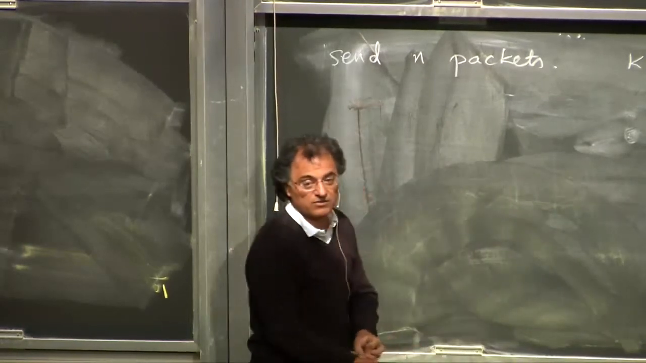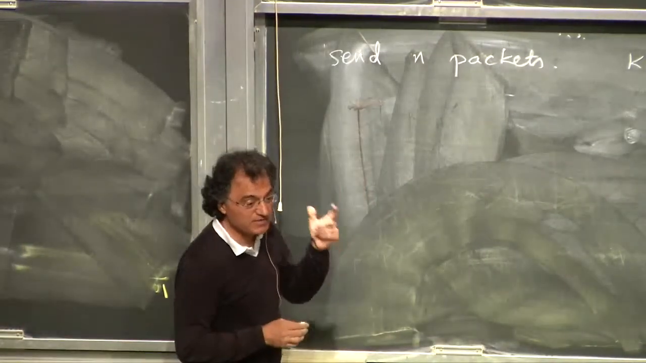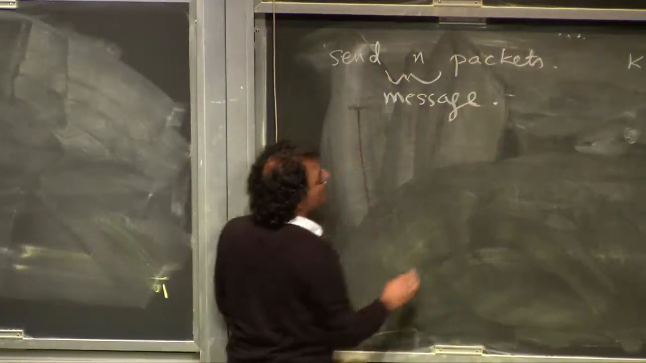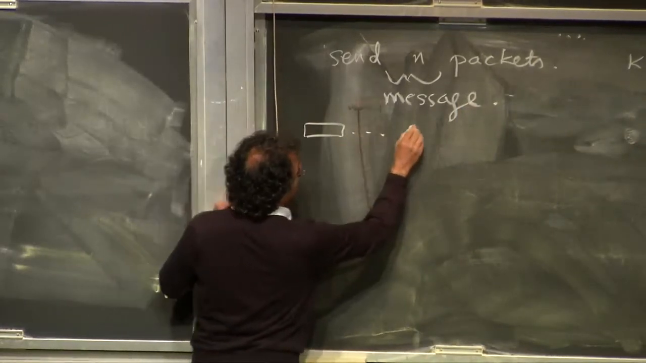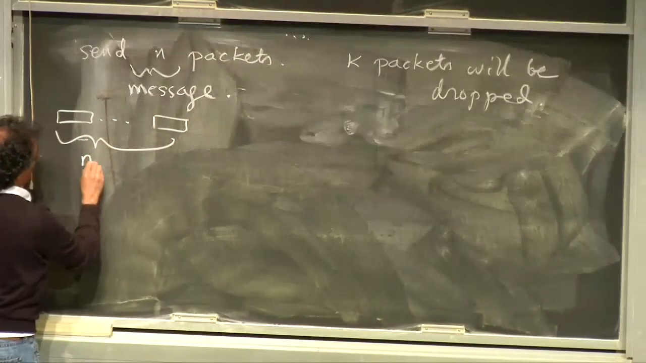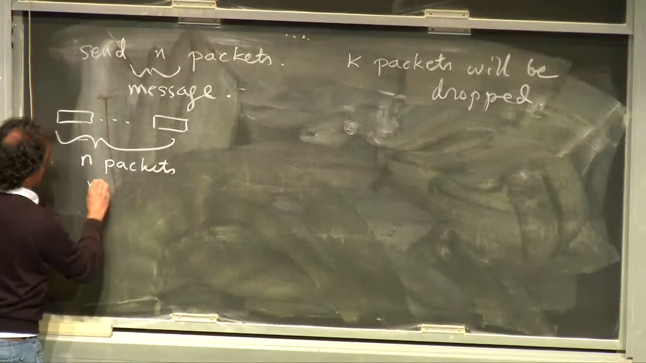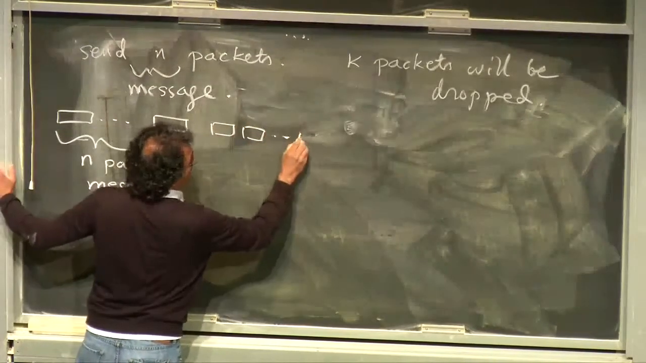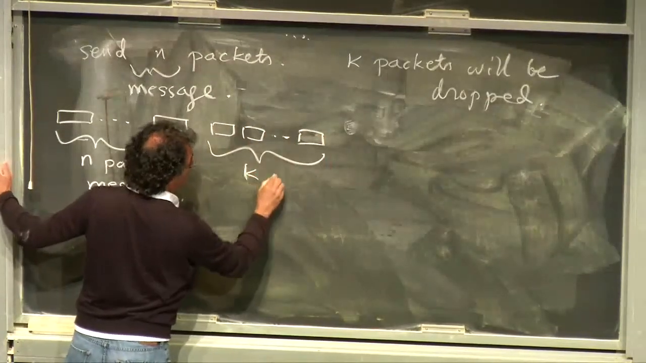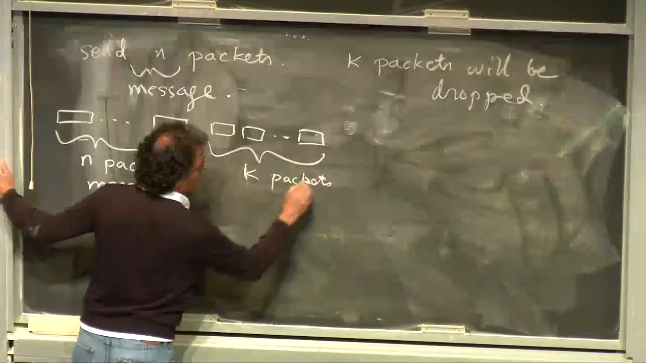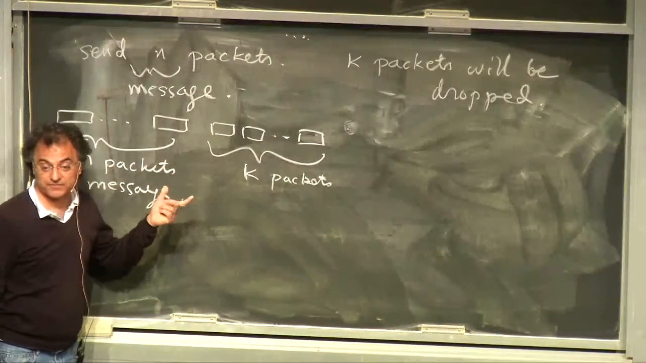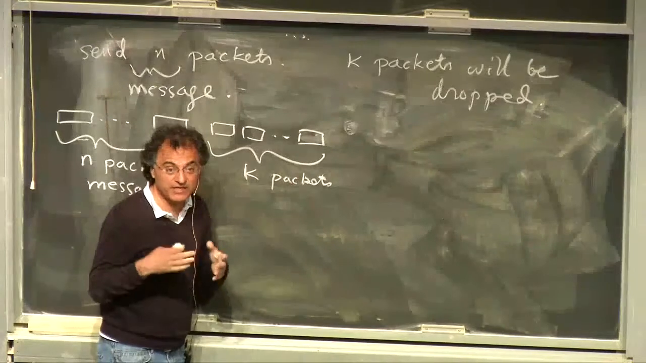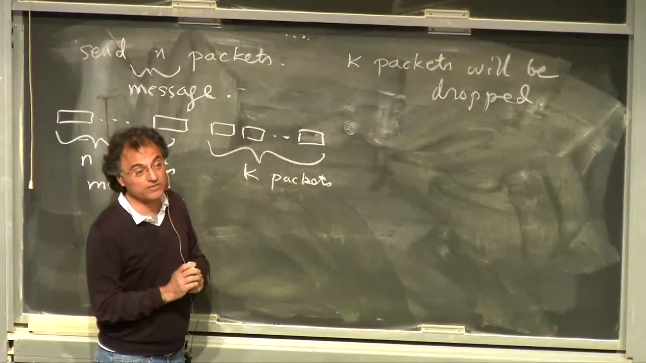Okay, so what you'd ideally want to do is, instead of just this message, in addition to these n packets, which is the message, you also want to tack on another k packets, which is part of the error correction. This is to make sure that even though packets are being erased, the person at the other end can figure out what the message was.